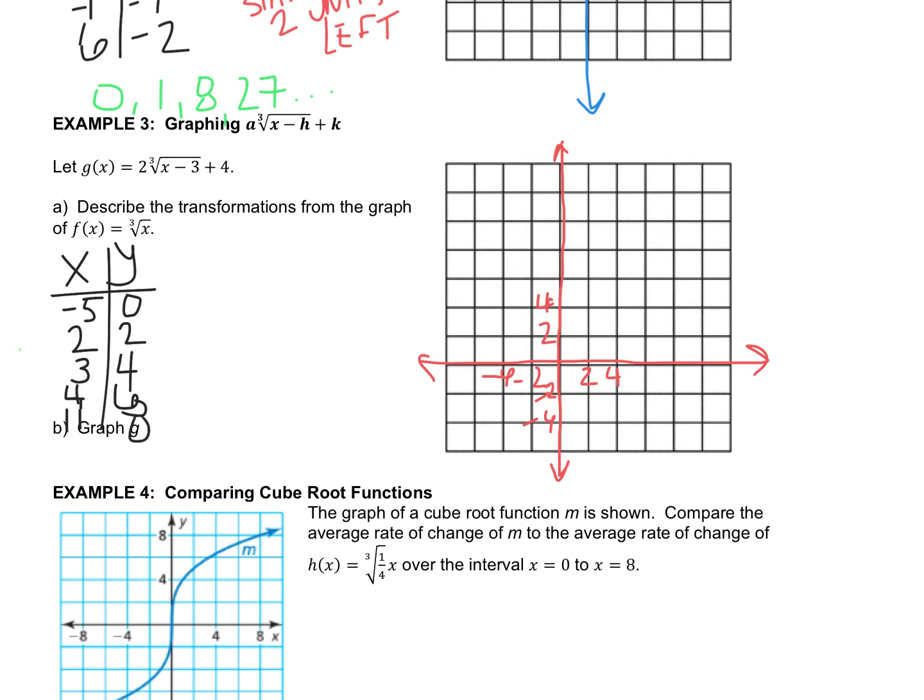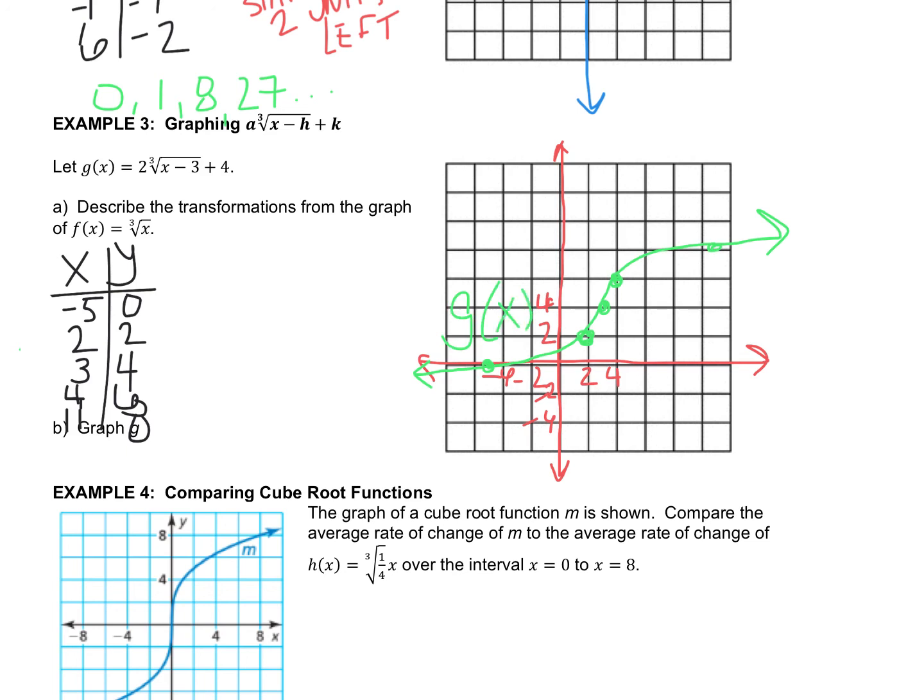So now I can just plot those points. So negative 5, 0, right there. 2, 2 is right there. 3, 4, 4, 6, and 11, 8. Okay. Again, I draw a nice smooth curve following the kind of path here. And I would label this g of x.